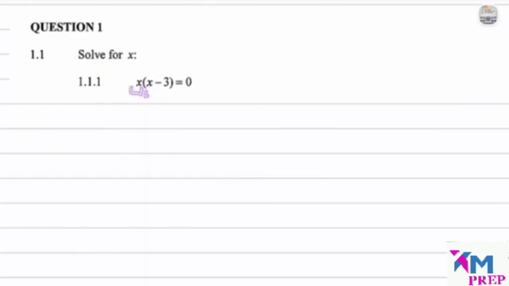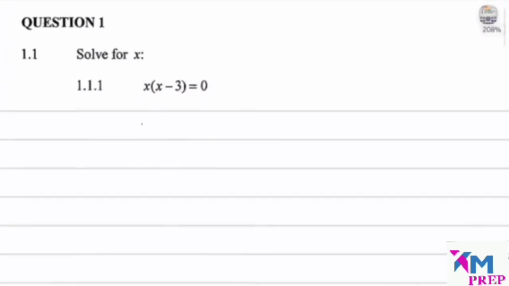x multiplied by (x minus 3) is equal to 0. So the idea behind this is we have some number multiplied by another number, and it gives us 0. Well, the only way this is possible is if the first number is equal to 0, and then 0 times the other number gives you 0, or if the second number happened to be 0, and then that gave you 0.